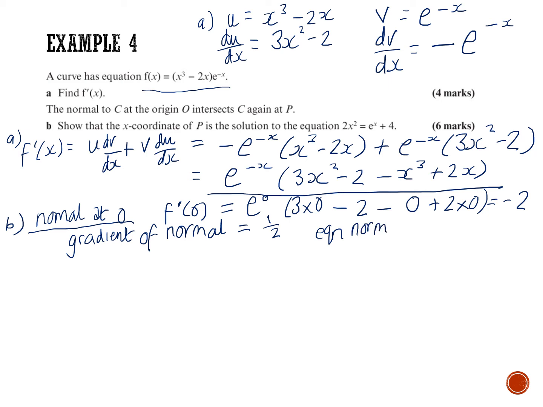Because it goes through the origin, it will just have the equation y equals mx. It's got gradient a half, so y equals a half x. Okay, so now the question is talking about where does this intersect my original curve?